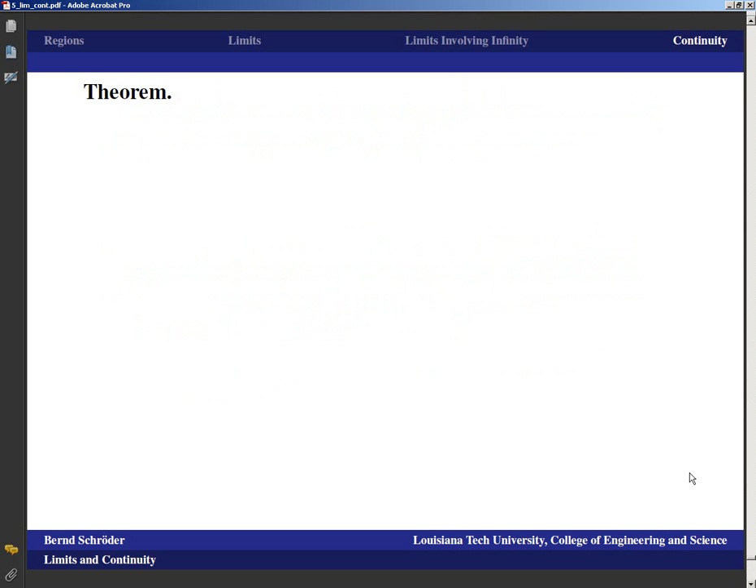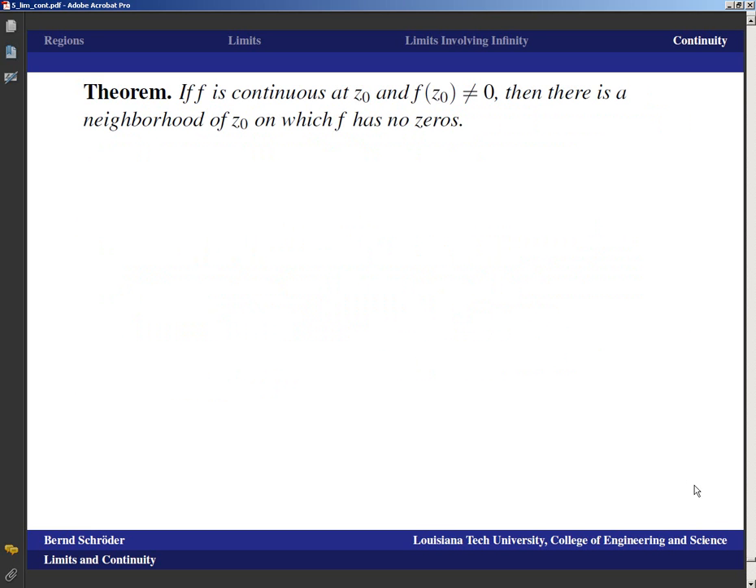Okay, let's finish out the continuity. We're close to the end here. Hooray, right? You can see this indicator, I think, also in what's being recorded on the screen. If f is continuous at z0 and f of z0 is not equal to 0, then there is a neighborhood of z0 on which f has no zeros, which is rather nice, because basically that means that zeros can't just cluster up around a point where the function in fact is not 0 itself.